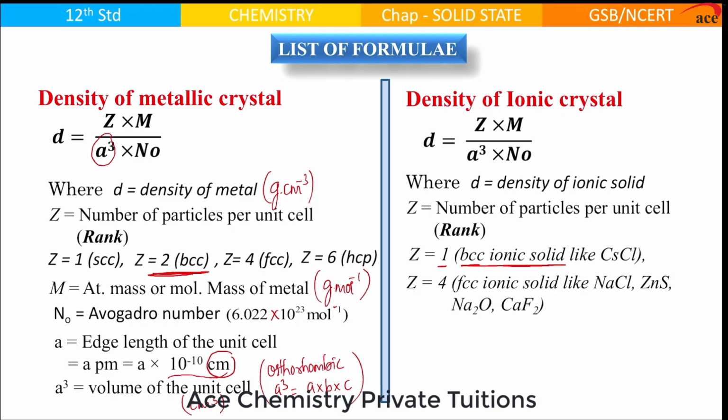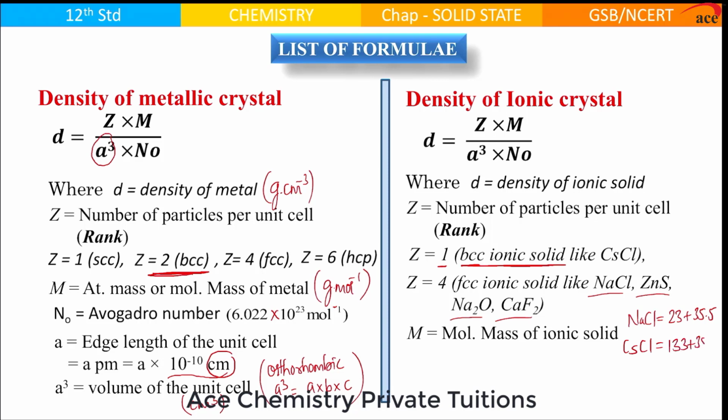And rank is 4 for FCC ionic solids like NaCl, zinc sulfide, sodium oxide, calcium fluoride. That's the parameter. Other things remain the same. a cube stands for volume of the cube. N0 or Na stands for Avogadro number. That was the first list of formulae for density of metallic crystal and ionic crystal. M stands for the ionic solid's molecular mass. If you are dealing with NaCl, then molecular mass will be 23 plus 35.5. If you are dealing with cesium chloride, that will be mass of cesium plus mass of chlorine, 35.5.